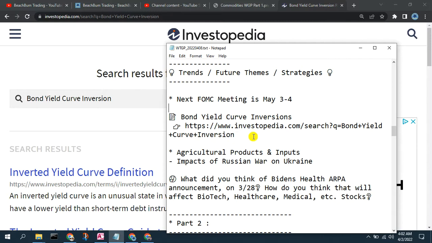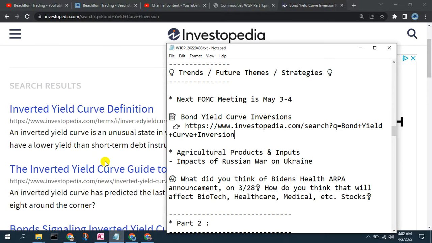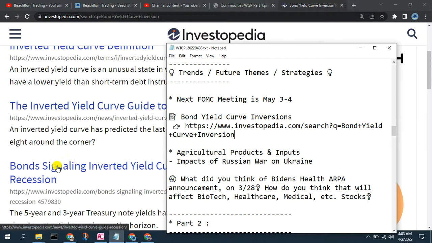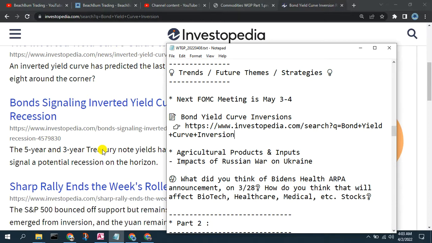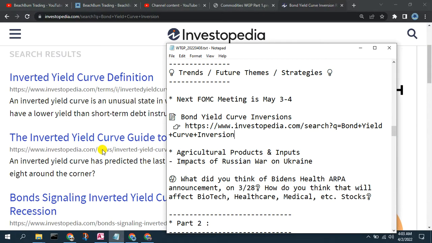We talked briefly about the bond yield curve inversions, and will probably talk about that more in future game plans, possibly individual videos. But for now, I will put this link to a search query that I did in Investopedia that has some good information, a number of articles about what this means. You'll hear a lot of talk on CNBC, etc., that this is a guide to recession. They'll talk about whether it causes a recession, or is it just an indicator, what's the time frame, etc.